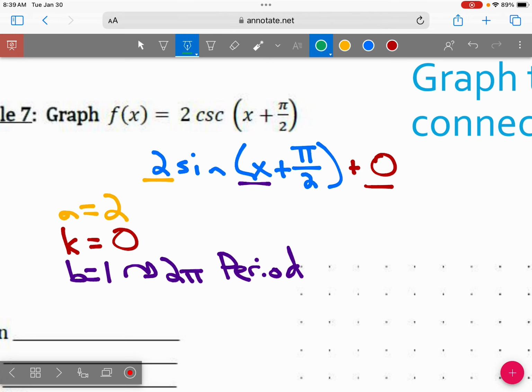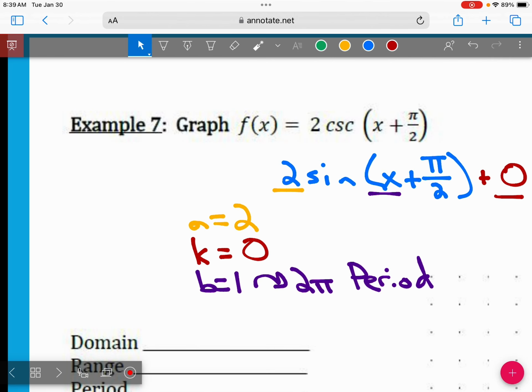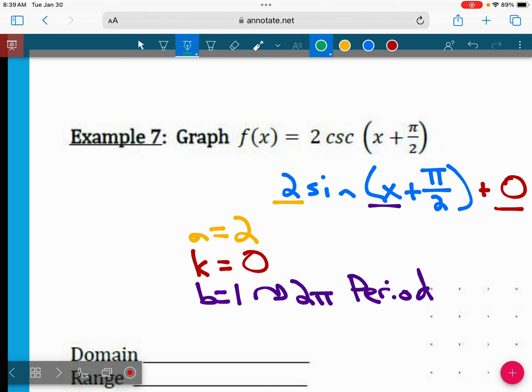Finally, our horizontal shift would be the same thing. We set inside the parentheses equal to 0: x plus pi over 2 equals 0. So then our horizontal shift, or our phase shift, is going to be x equals negative pi over 2. By looking at its sister, we can get all of these points of information.